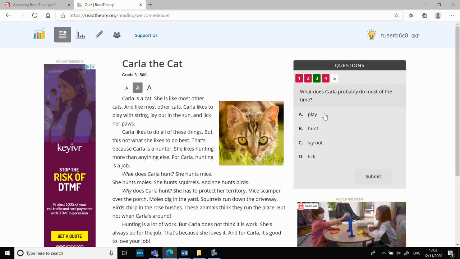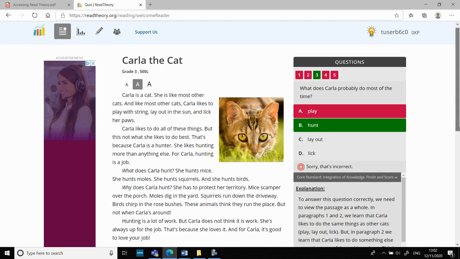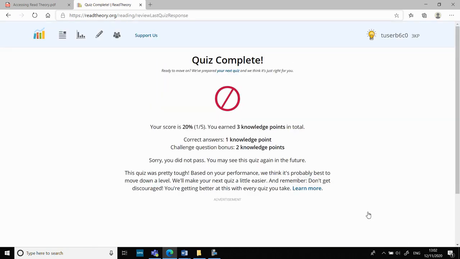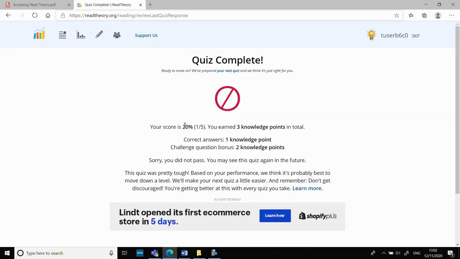So it will show me at the end. Obviously that one I just guessed through. I only got 1 right. So I only got 20%, and I only had 3 knowledge points. And it moved me down a quiz there. Obviously, I would never encourage guessing through. You've got to work through them one by one. What I need to get is 5 out of 5, and then I've got lots of knowledge points.